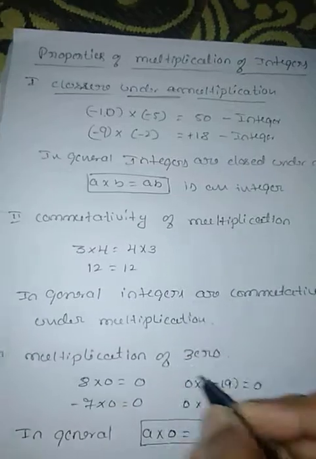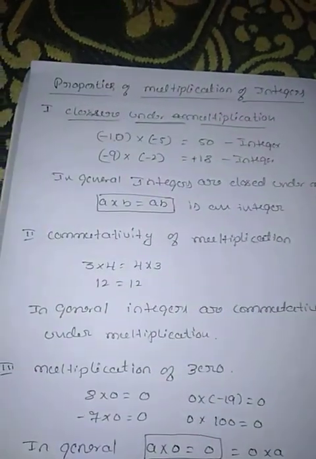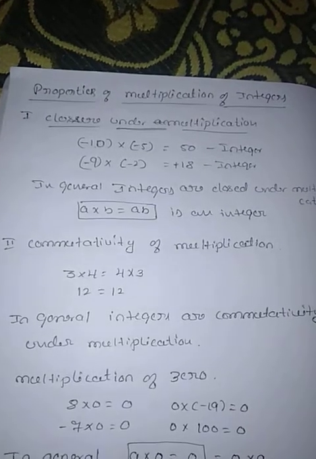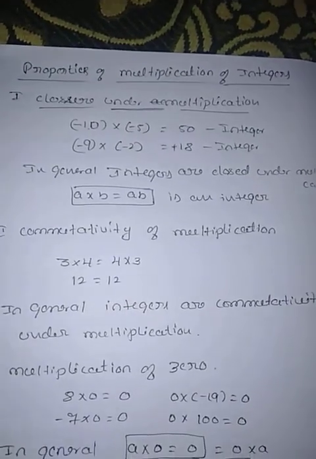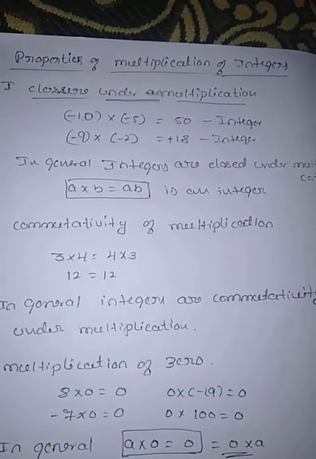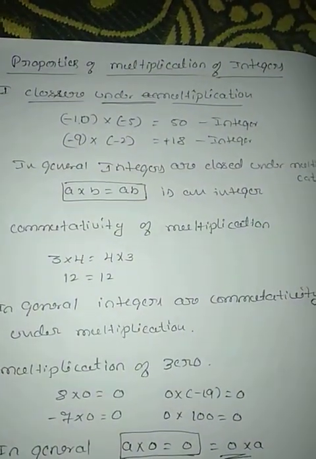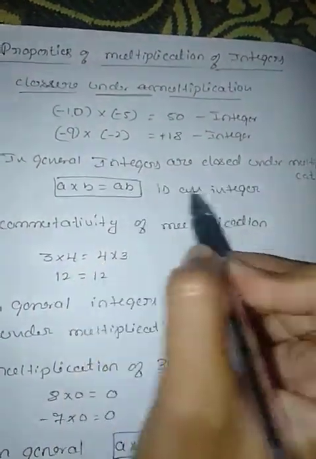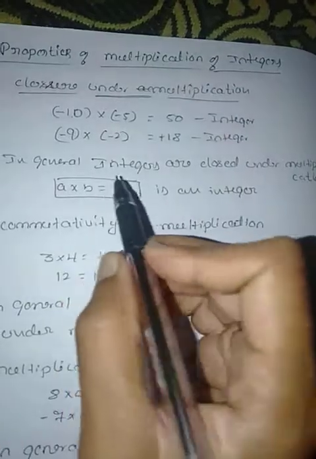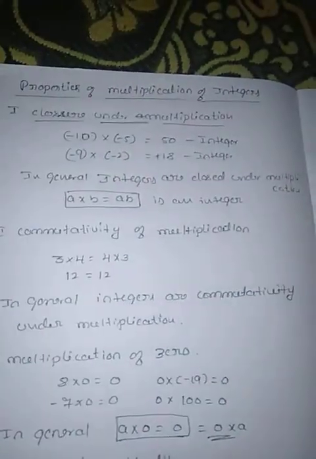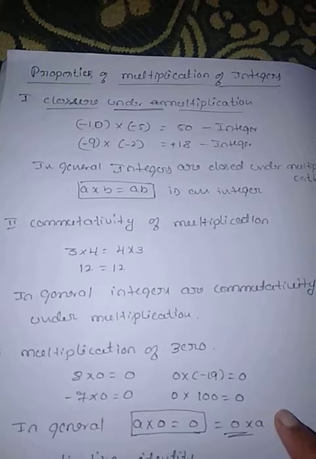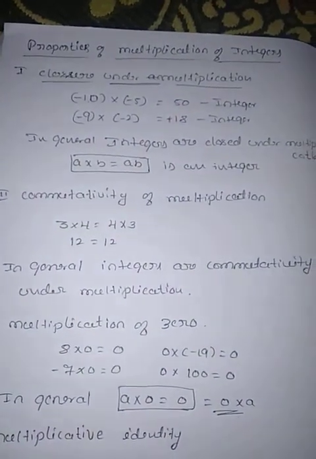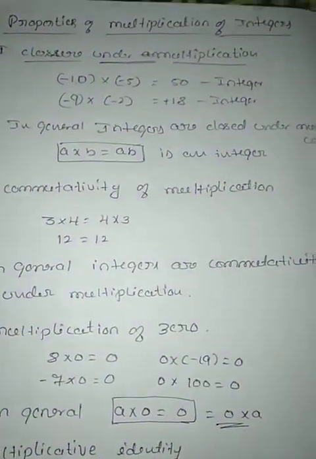So what is closure property? Closure property means when two integers are multiplied, the product is also an integer. That property is called closure property under multiplication. In general we can write it as a into b is equal to ab, an integer. So in general we can say that integers are closed under multiplication. Closure property means when two integers are multiplied, the product is also an integer.